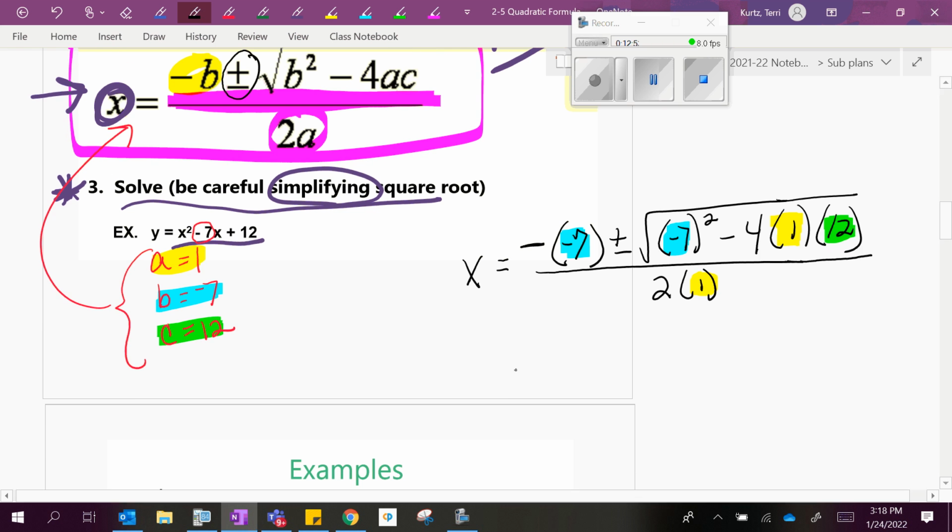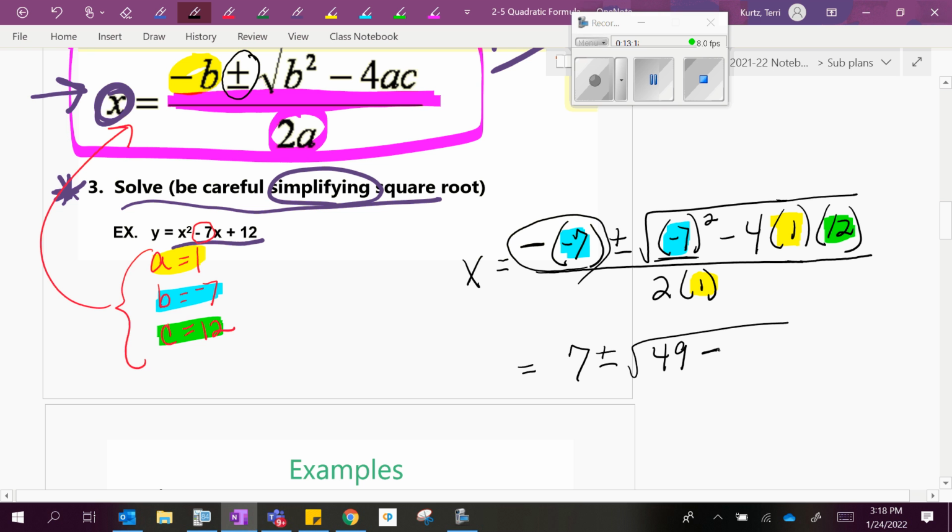Now I want to simplify. So let's simplify first. We can say negative 7 is positive 7. Plus or minus, keep our radical here, negative 7 squared is 49. This number right here should always be positive once you're simplifying it, because any number, whether they're positive or negative, when you square, it's going to be positive. So we have 49 minus.